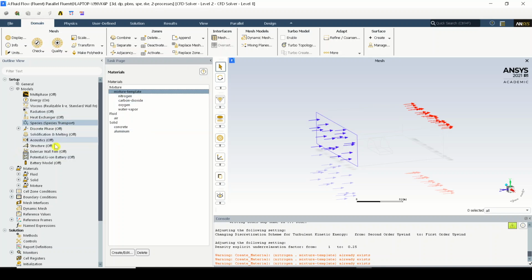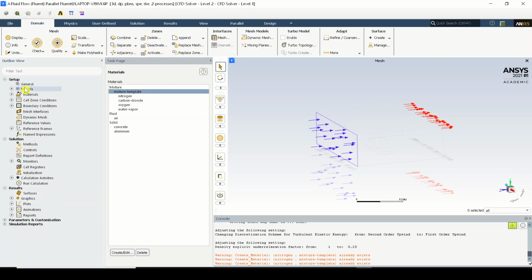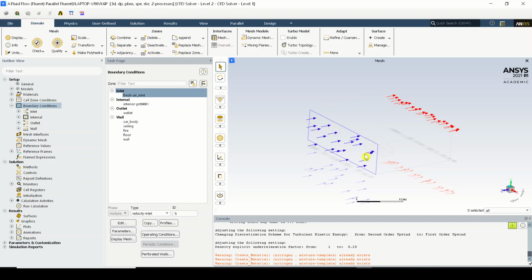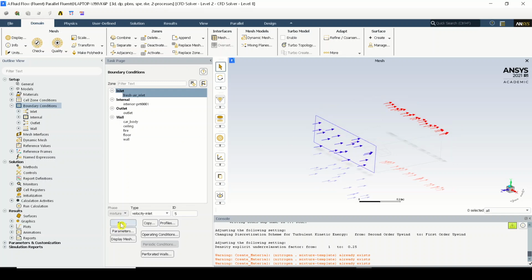And yeah, so after this, what is the next task? Let me minimize the models and materials. We are done with this. Now let me go and select the boundary conditions and select the option called zone type. This will group the boundary conditions based on the naming we have given, right? Now the fresh air inlet is nothing but the complete open area of the shop or the garage, from where the air is entering.